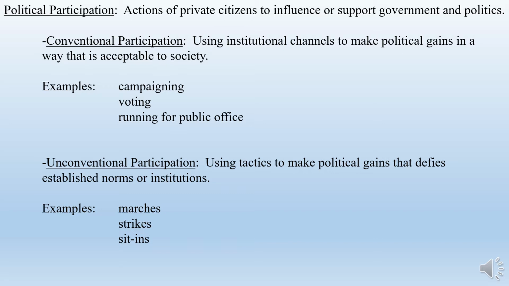So there's two types, and neither one's wrong. Conventional is just within what most people consider to be acceptable within the rules of society, and unconventional are ones that defy the established norms but are not necessarily illegal. Something like marching or striking or sitting in, these are not illegal acts. They are basically things to make the government and the people uncomfortable enough to create some kind of change.